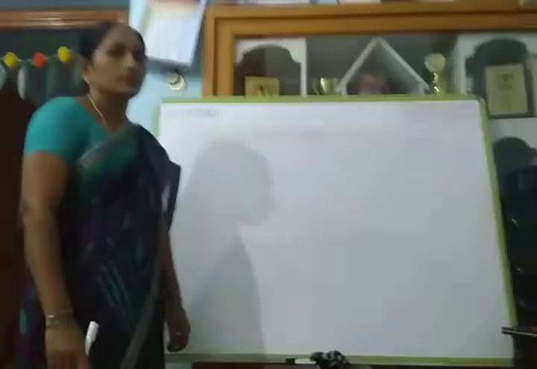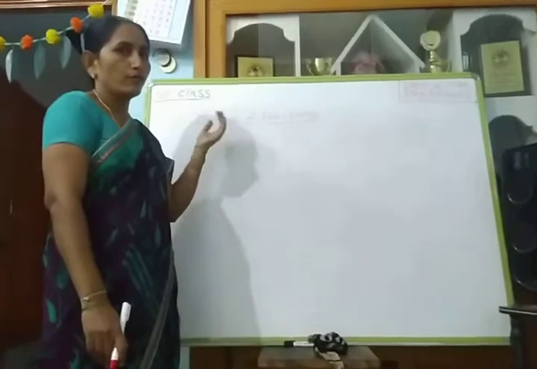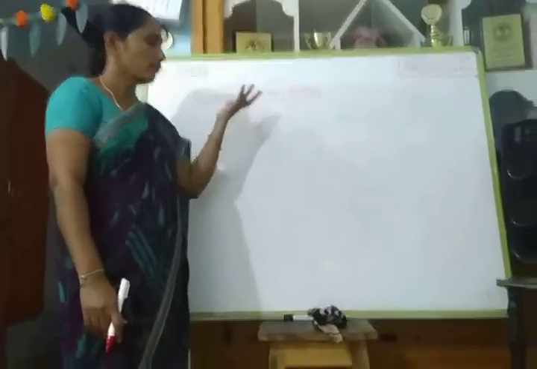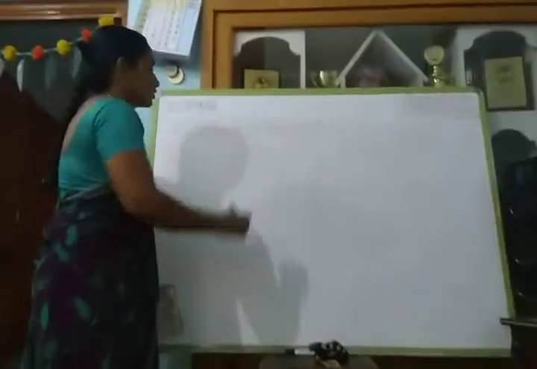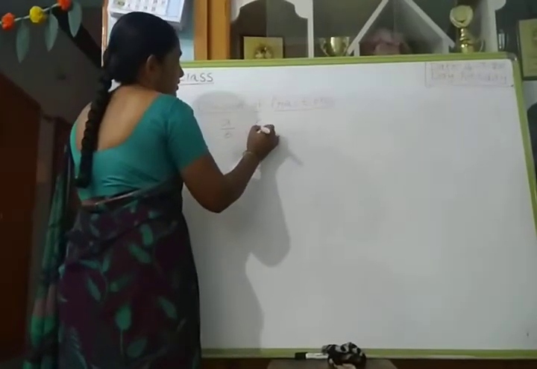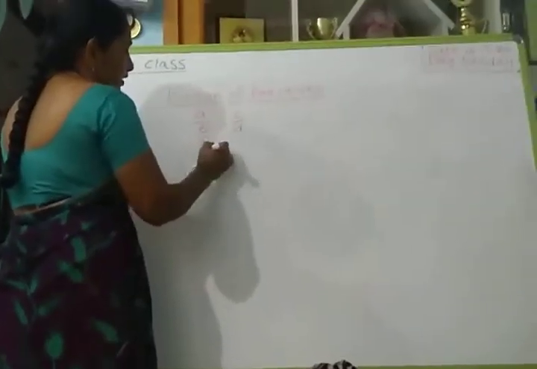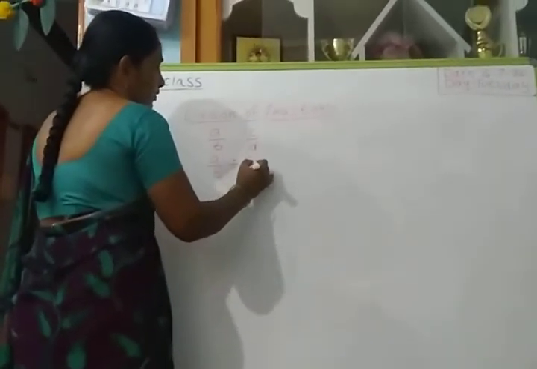Next class. Now we have to discuss division of fractions. Before class we discussed the reciprocal of a fraction. Now, division of fractions, how we have to do it. For example, a by b and c by d are two fractions. a by b is divided by c by d.